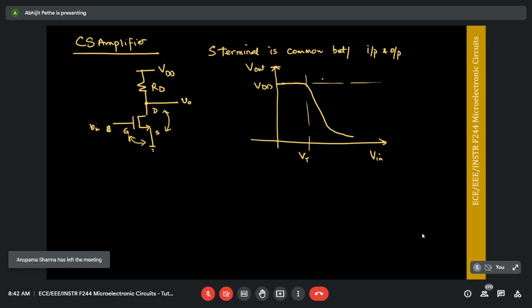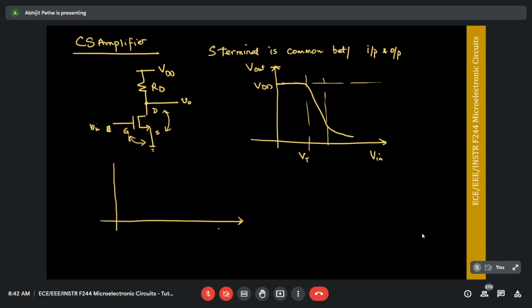Now, if I'm going to plot the gm of this transistor, let's look at the current flowing through the transistor. Suppose I plot Vin, and I plot the DC current. Let's look at the large signal model again. I want to plot ID versus Vin. So instead of Vout versus Vin, I want to plot ID versus Vin. How will this graph look? Can anybody start me off? How would ID versus Vin look?